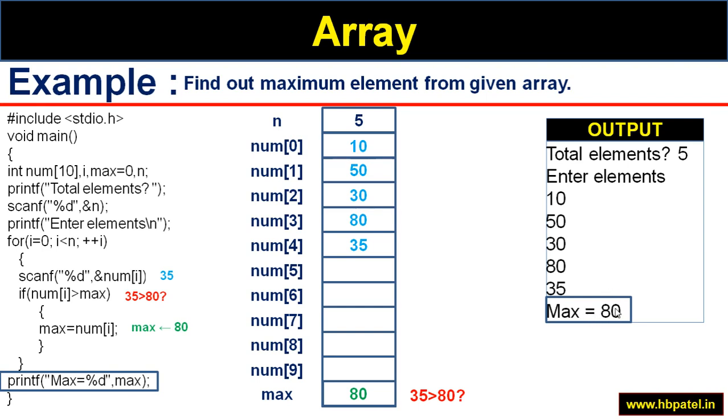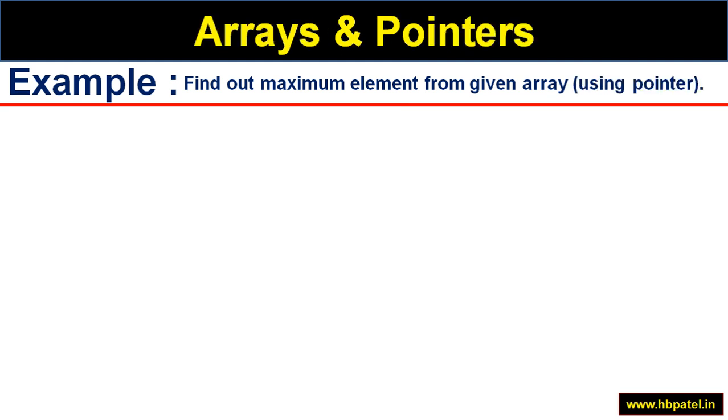So this is just a simple array example. There is no sign of pointer. Now I want to implement this program using pointer, because it has got an array. I want to make use of array with pointer. So now let's move forward.